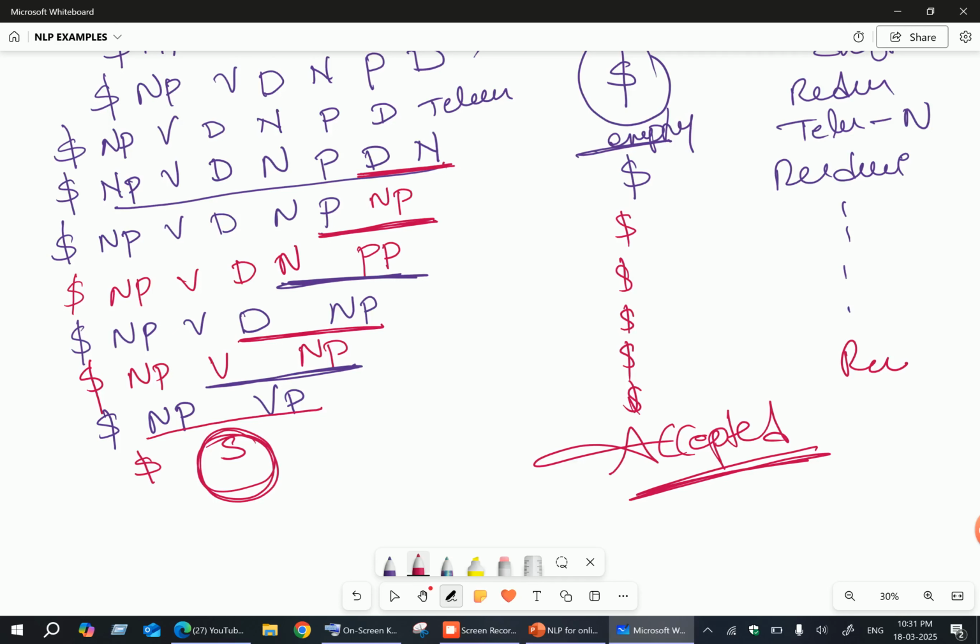So this is the way of reducing your input string by applying the shift and reduce parsing algorithm. Hope everyone will understand, right?